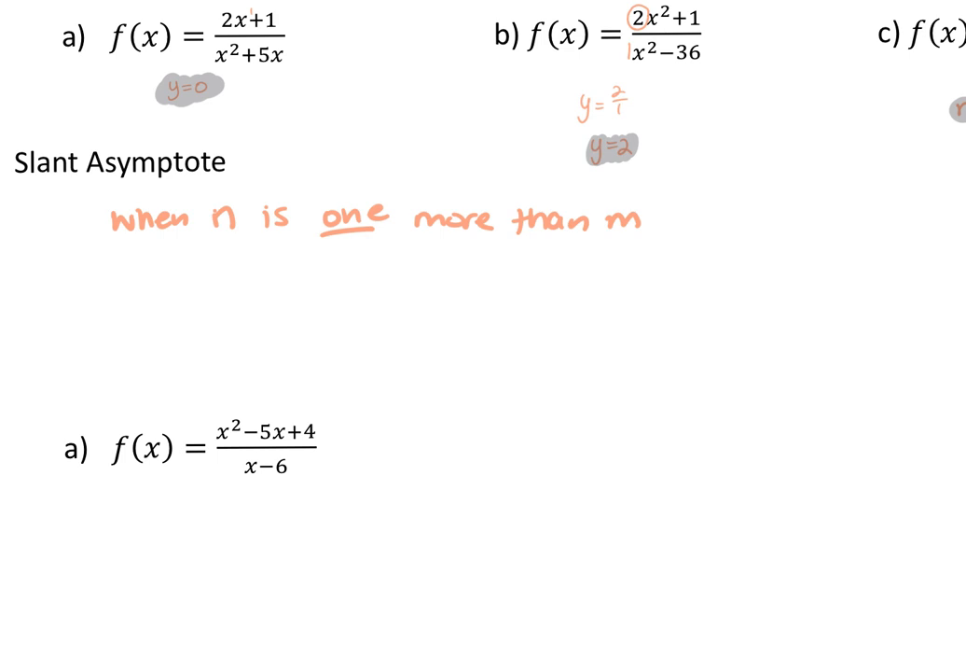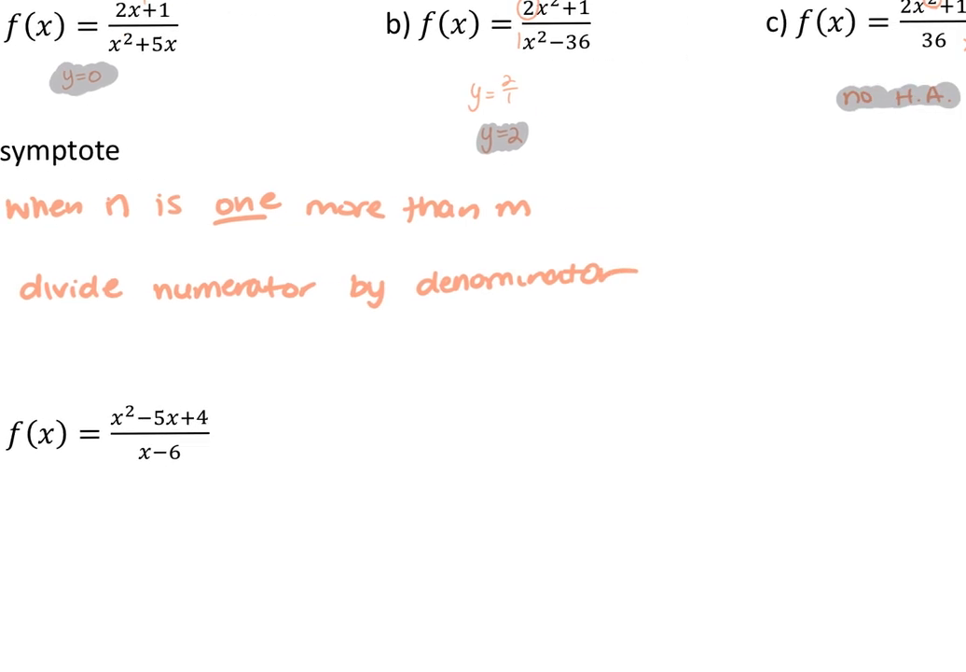And then to find these, we divide the numerator by the denominator. And we ignore the remainder.